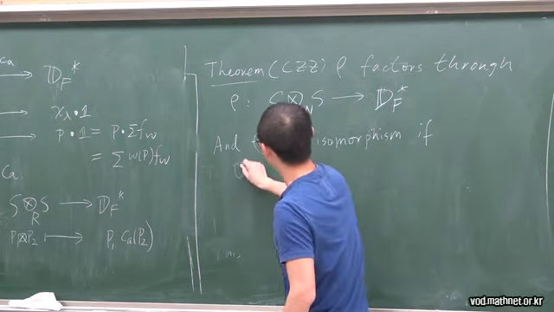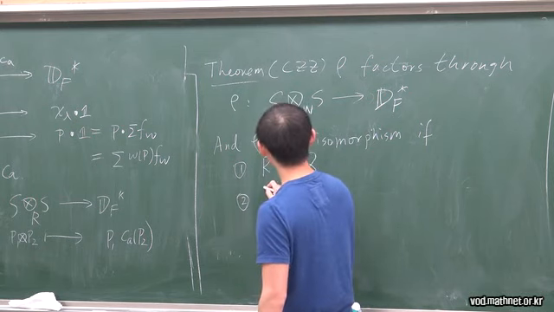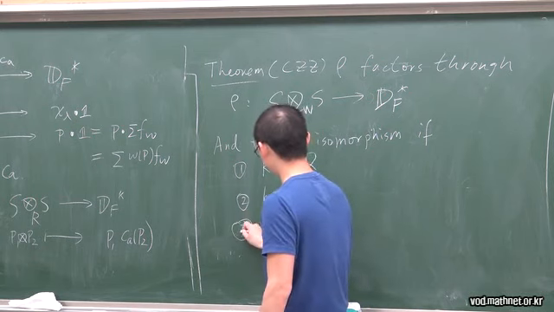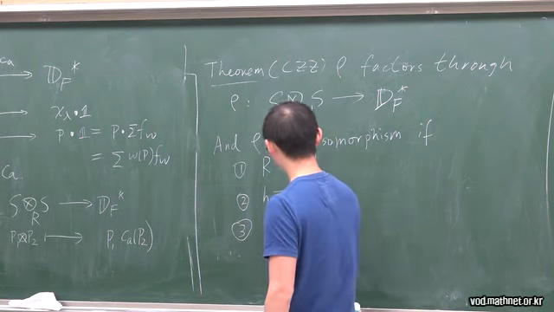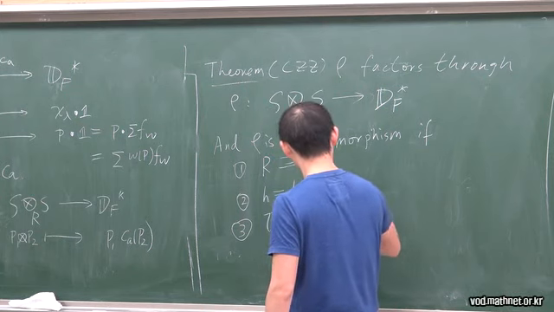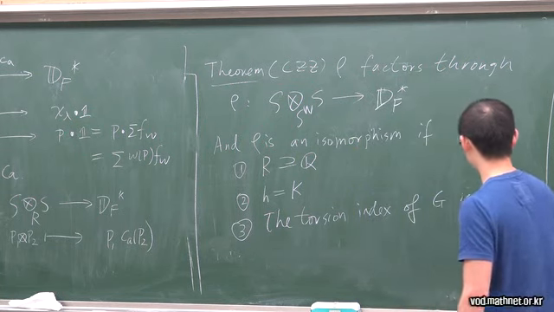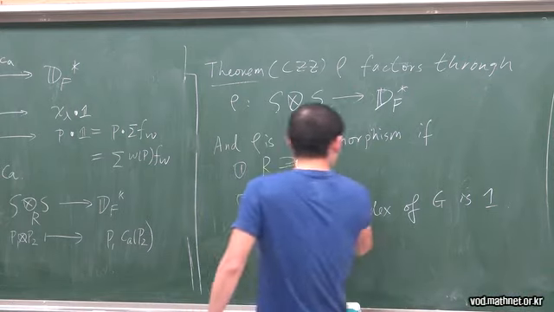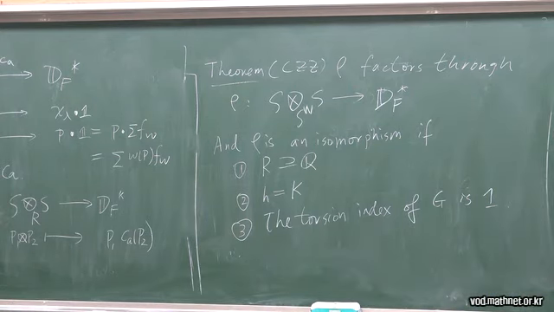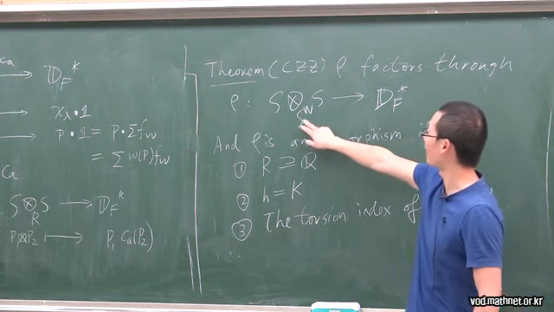If, first of all, R contains Q. Secondly, if H is equal to K-theory. And thirdly, if the Cauchy index of G is 1. So in all three cases, this actually gives you an isomorphism. In other words, in the three cases, you can replace cohomology of G mod B by S tensor S.